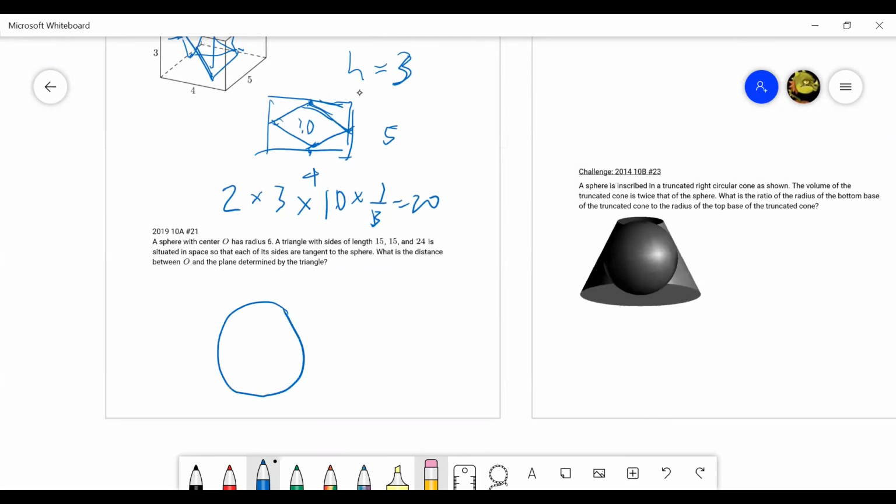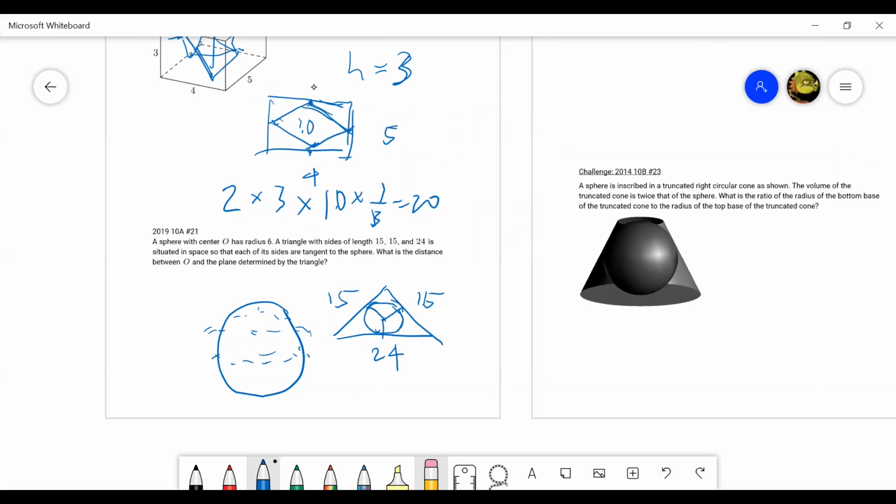So we have a sphere with radius 6, and the triangle is going to look something like this, kind of like a triangular headband on the sphere. The main idea of this problem is that if we take the cross section in the plane of the triangle, this would just become 15, 15, and 24. And you'd have exactly the incircle of the triangle.